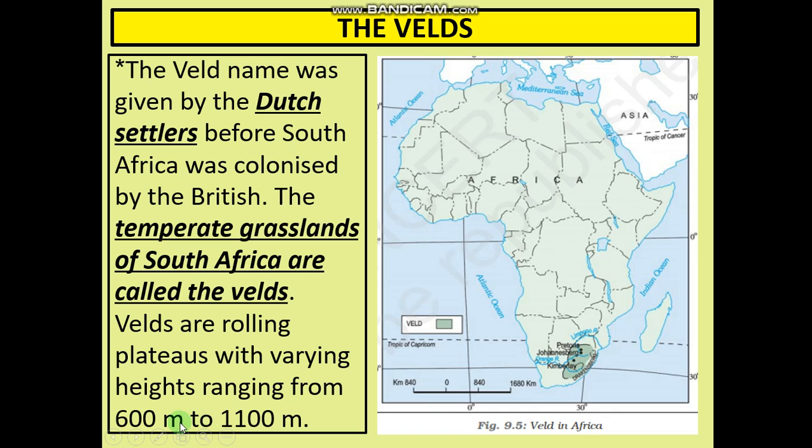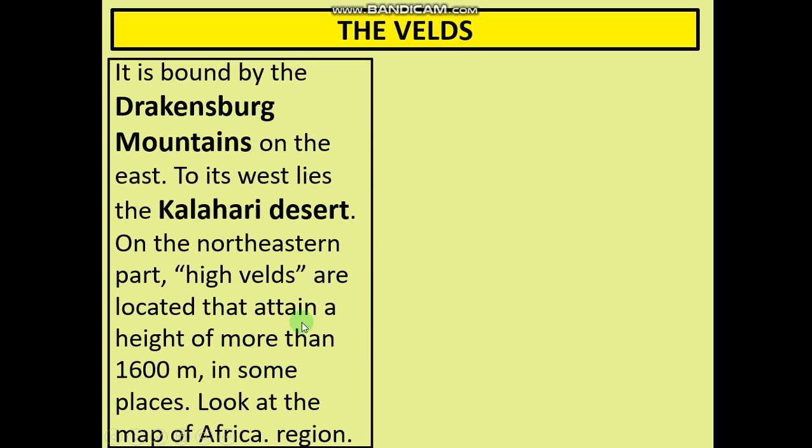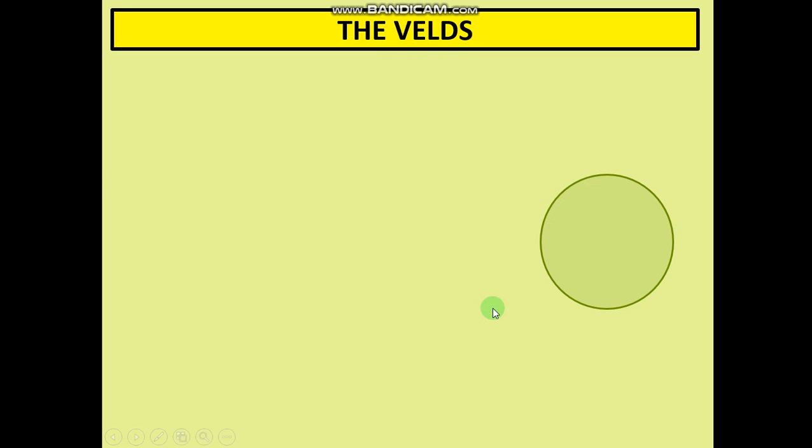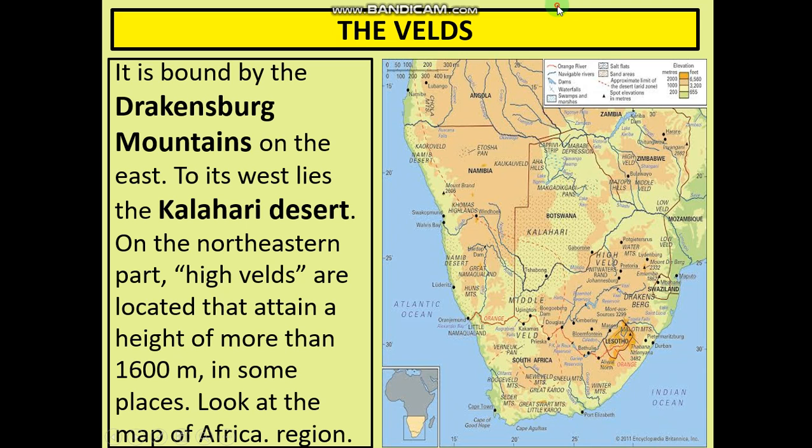So you need to note down that the height of the mountains or the hills of this veld area is 600 meters to 1100 meters. It is bound by the Drakensberg mountains. This is Veld. This area, as you can see, this is the Veld region. So, the Drakensberg mountains, let us find them on this map.